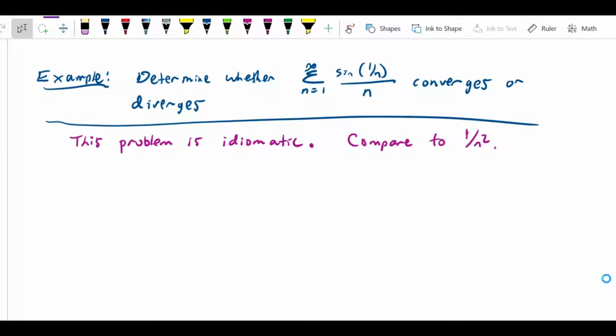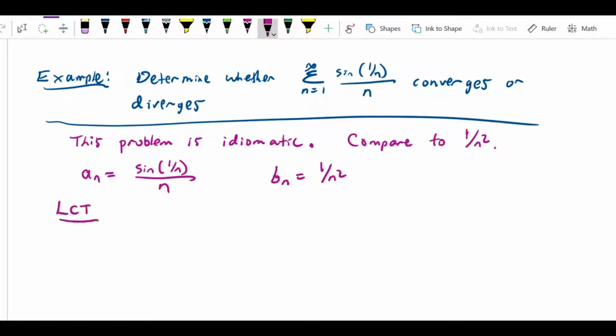Of course, if you try different comparisons and the limit isn't coming out to something that you can use, it's always possible just to try something else until it works. But I'll show you the one that does work here. So let's let an equal sine 1 over n, so that's the first sequence, and bn is 1 over n squared. So let's see what happens when we apply the LCT to determine whether this series converges or diverges.